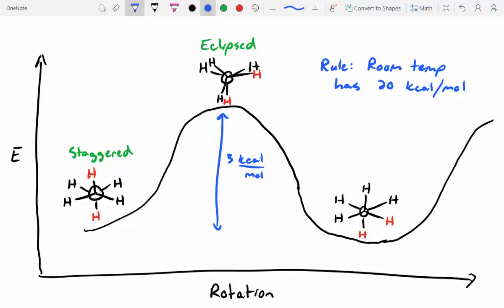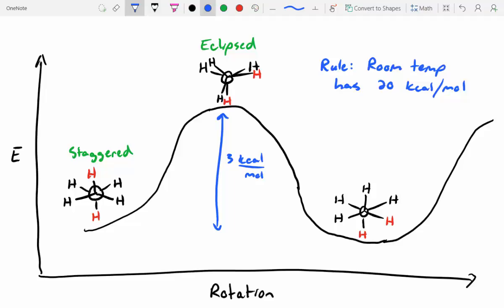What do you think will happen if we cool this down close to absolute zero? Yeah, if we cool it down to absolute zero, these would actually be locked and be unable to rotate because they wouldn't have enough energy to even get to that eclipsed conformation. They'll be stuck in a staggered conformation. But we know at room temperature we've got more than 0 Kelvin. We've got plenty of energy to overcome that barrier.